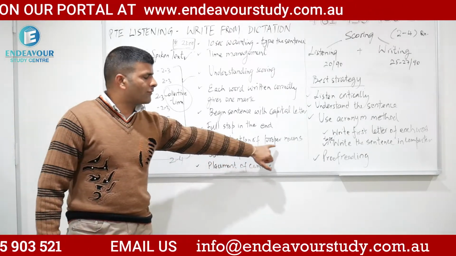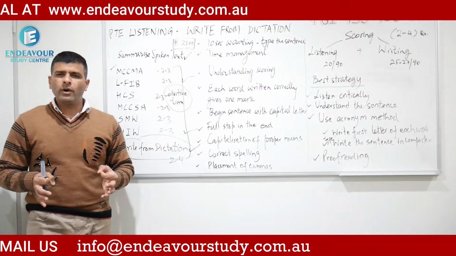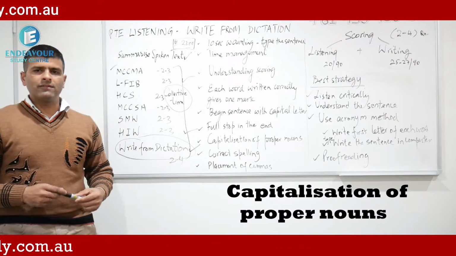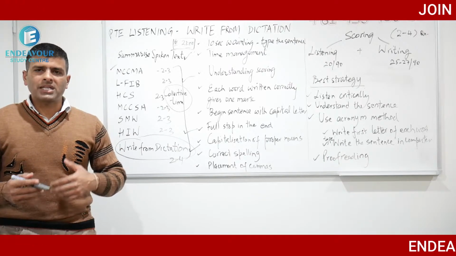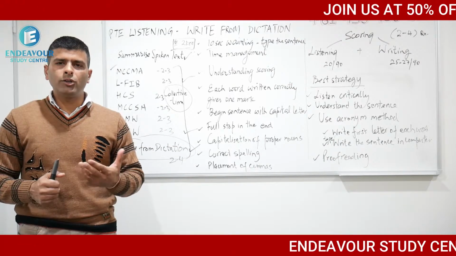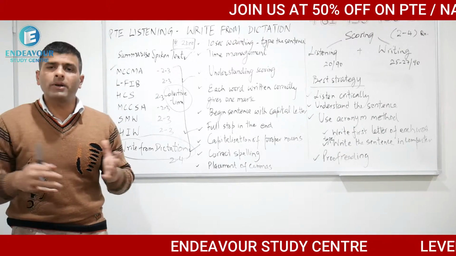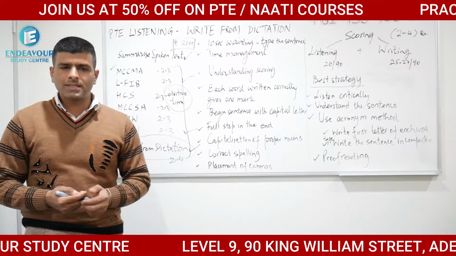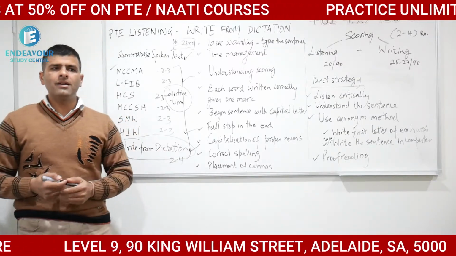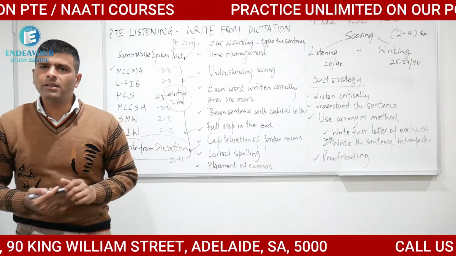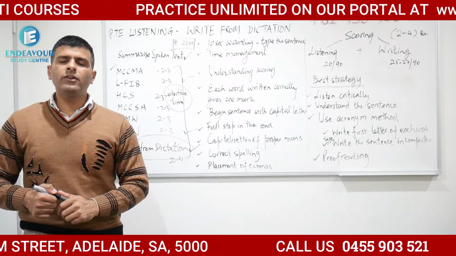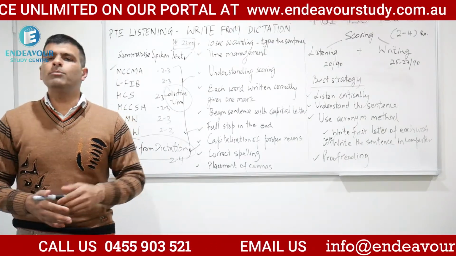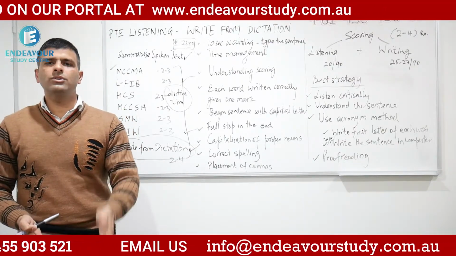Now, capitalization of proper nouns is another really good point. At this level of English, when you're chasing 65 to 79, Pearson expects you to have knowledge of proper nouns. For example, Wednesday. Suppose the sentence was, "The library will be closed on Wednesday." Here Wednesday comes in the middle, but because it is a proper noun, if you don't capitalize Wednesday, you're going to lose points. That's the name of the day, so you need to capitalize it.